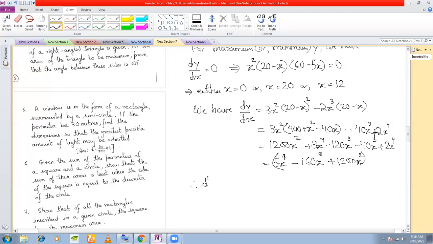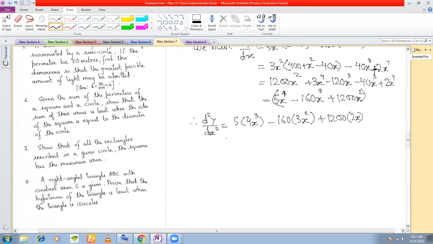So therefore, d2y dx2 is equal to 5 into 4x cube minus 160 into 3x square plus 1200 into 2x. So that you will get this as 20x cube minus 480x square plus 2400x. So once we have got d2y dx2, at each of the points we are going to check the sign for d2y dx2.